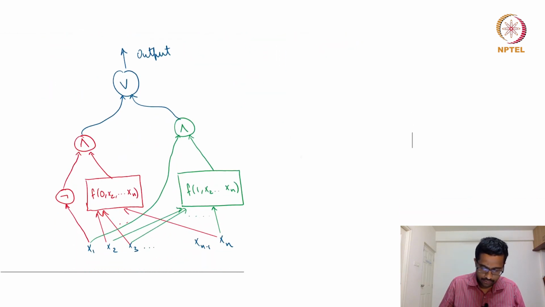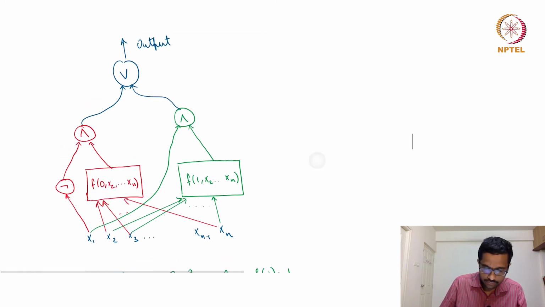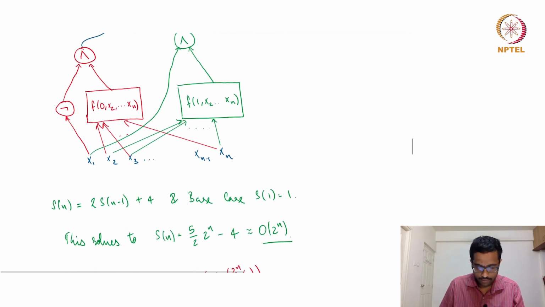You take an AND of the output of the red box with x1 complement, and the output of the green box with x1, and then have an OR, and that's it. So this is a circuit that corresponds to this function f. You can verify that this is a circuit that corresponds to the above expression.